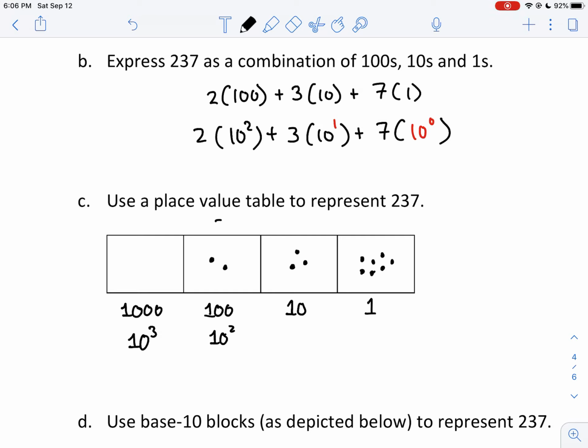Now sometimes you'll just put numerals in here, like you put a 2 in there, a 3 in here, and a 7 in there. But we have this idea that 237 means really 2 hundreds, 3 tens, and 7 ones all combined.